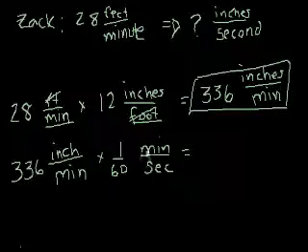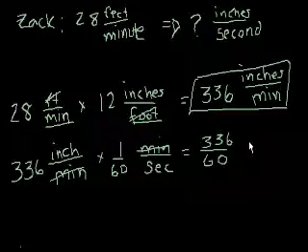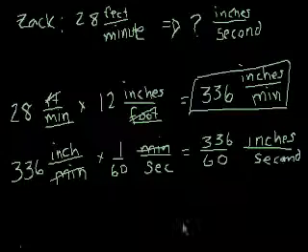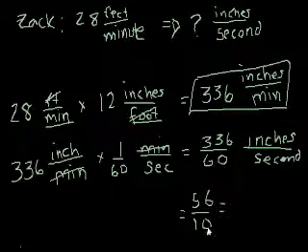So here, once again, the minutes and the minutes cancel out, and we get 336 over 60 inches per second. And now if I were to actually divide this out, we could see, actually we could just divide the numerator and the denominator by 6. 6 goes into 336, what, 56 times? 56 over 10. And look, we could divide that again by 2. So then that gets us 28 over 5.